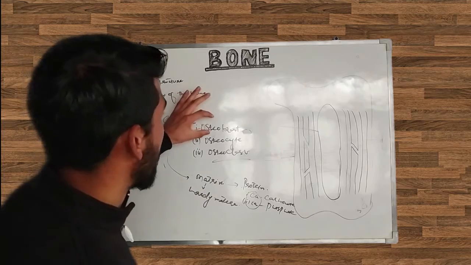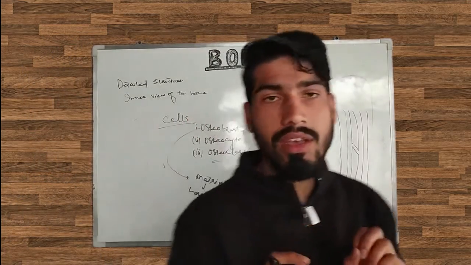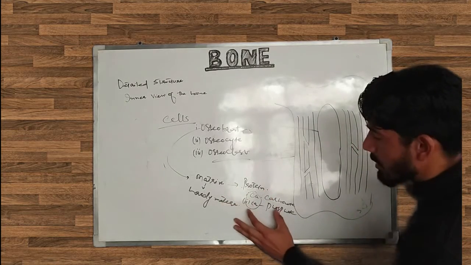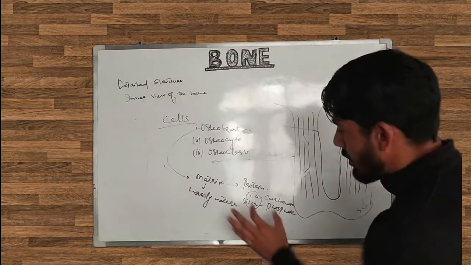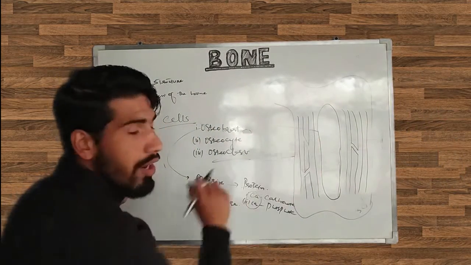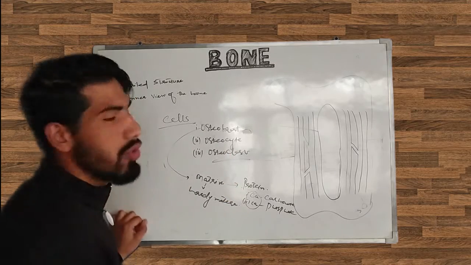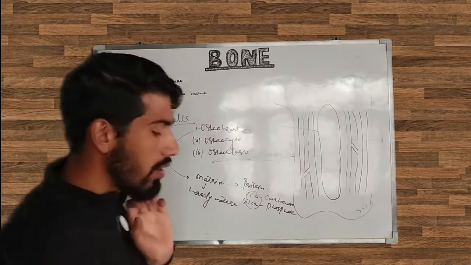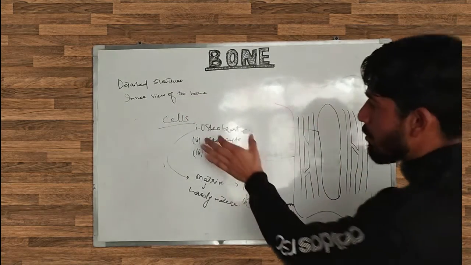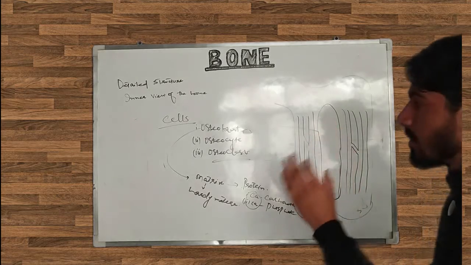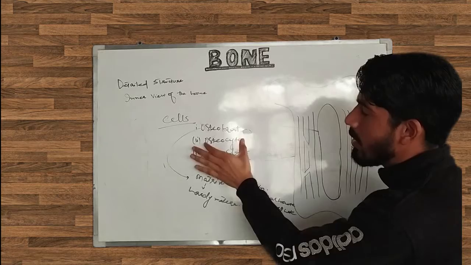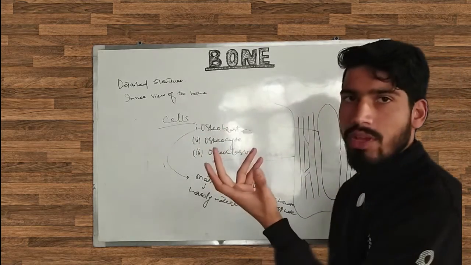So this is the osteoblast's job: to release the hardy material, that's the matrix, that is the proteins, the calcium carbonate, and the calcium phosphate, and these two make this bone hardy, okay? And what is the job of the osteocyte? When the osteoblast releases the matrix, the osteoblast themselves change into the osteocyte.